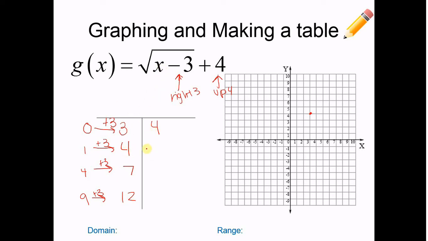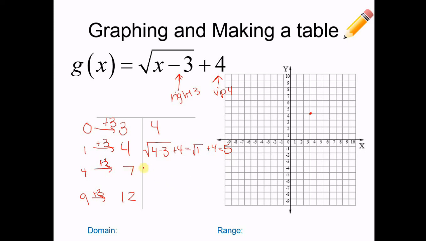So I'm going to have the square root of 4 minus 3 plus 4. 4 minus 3 is 1. Square root of 1 plus 4. Square root of 1, that's just 1. So 1 plus 4, 5 is my answer there.